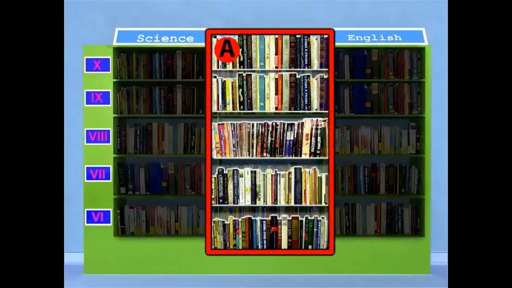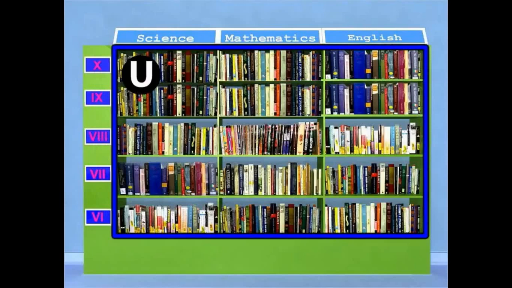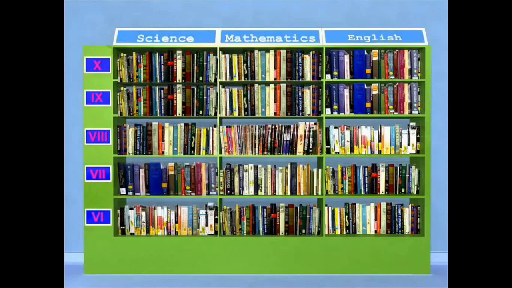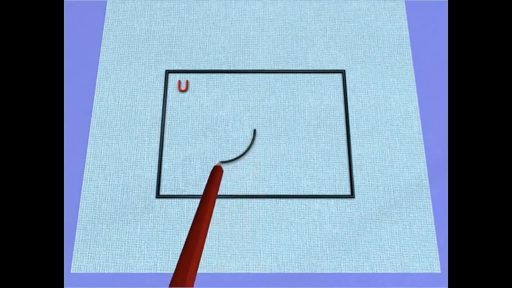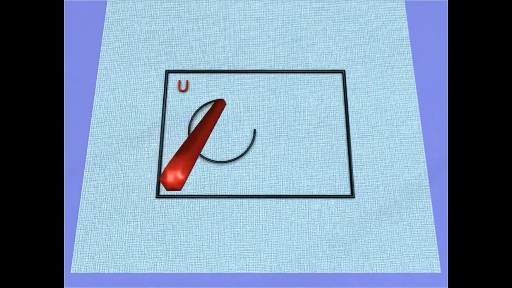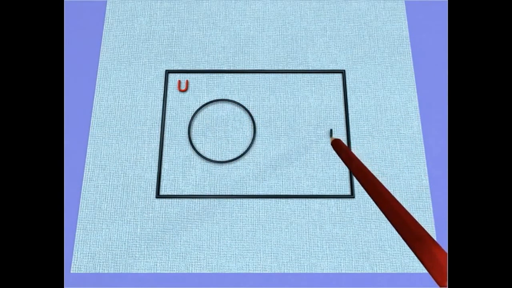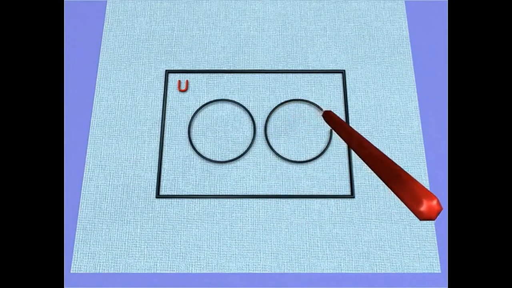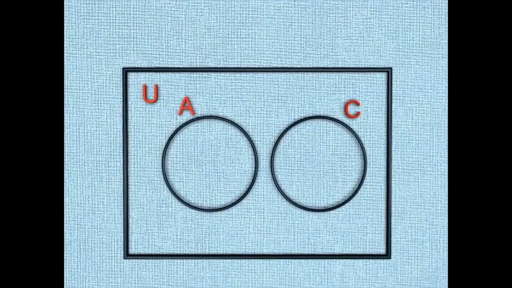The set A and C are contained in a universal set that contains all the books in the library. Thus, the two disjoint sets can be shown by drawing two non-intersecting circles in a rectangle where the rectangle shows a universal set U. Now, assign names to the circles based on the sets they represent.